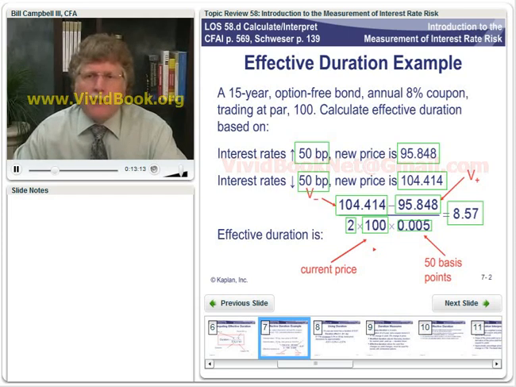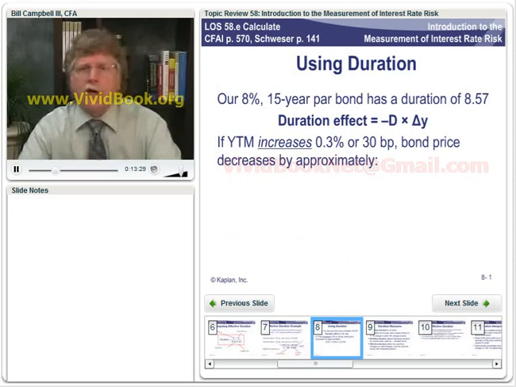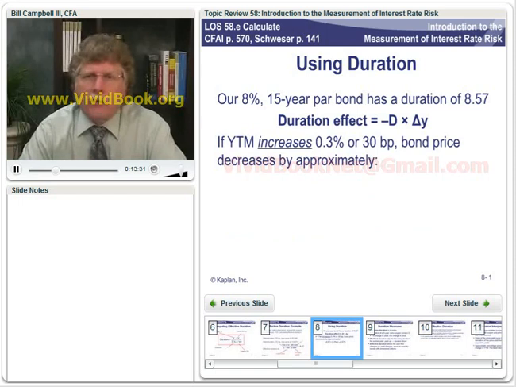What does that mean? That means that for a 1% change in yield, the price will change by approximately 8.57%. I'll show you on the next slide how we interpret this. How do we use this? Our 8% 15-year par bond has a duration of 8.57.